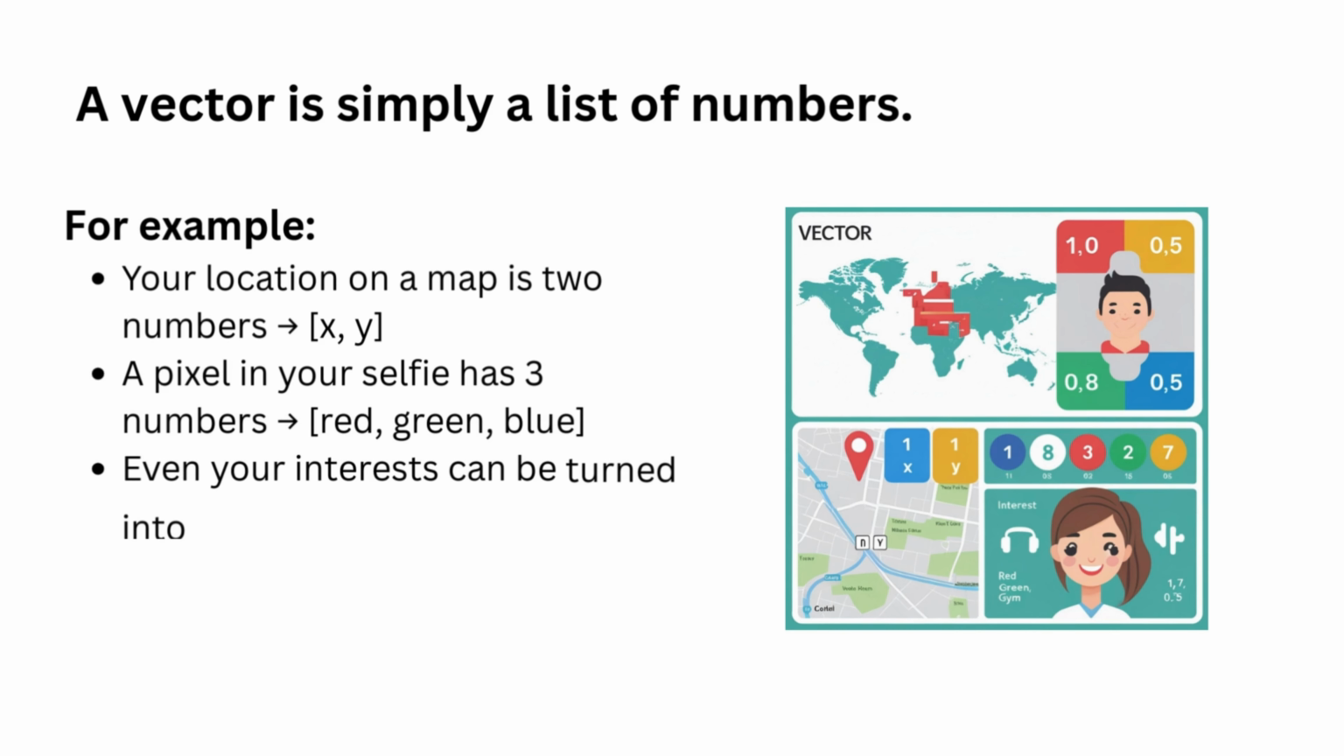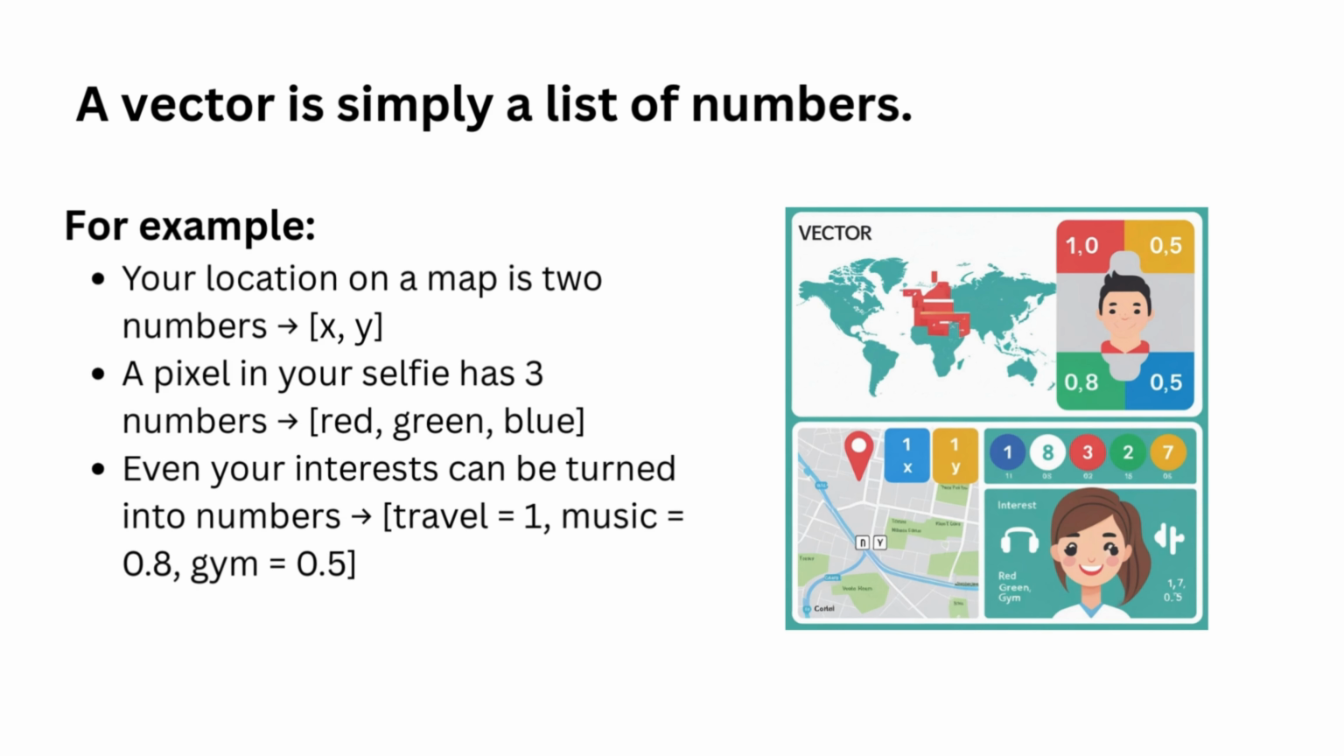Your location on a map can be two numbers, X and Y. A pixel in your selfie has three numbers, red, green, blue. So even your interest can be turned into numbers, like travel is 1, music 0.5, and likewise. So you see, a vector is just information stored as numbers. Anything that can be described with numbers can become a vector, and that's why vectors are everywhere, from maps to pictures to online recommendations.